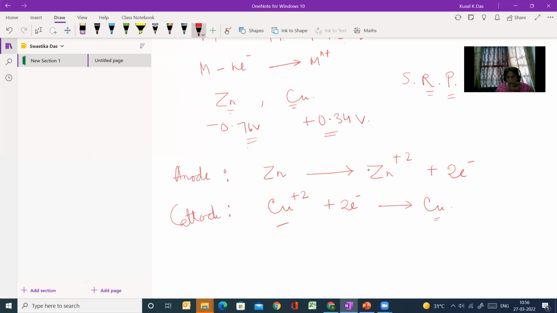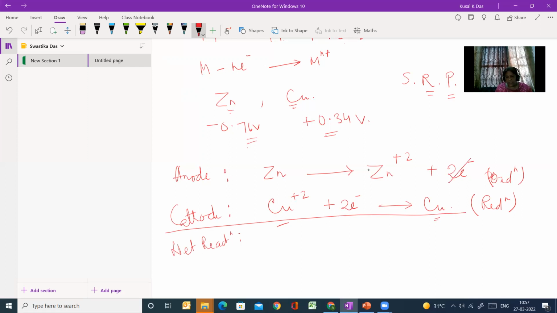Loss of electrons is the oxidation reaction, and gain of electrons is the reduction reaction. Now, in this kind of explanation of the Daniell cell, you must write the net reaction occurring in the cell.